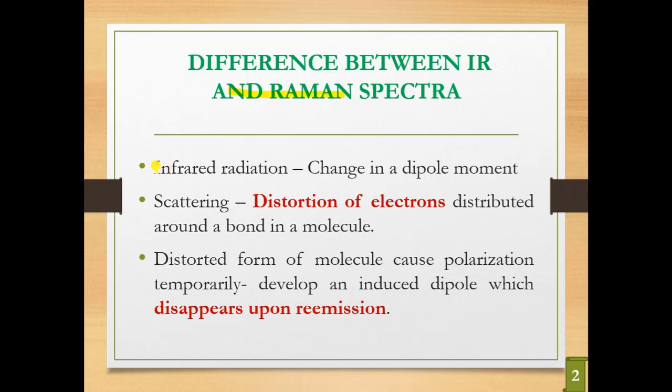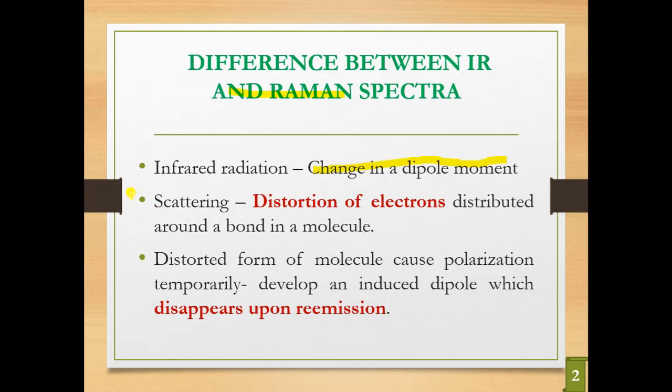Basically, if we want to understand the basic difference between IR and Raman spectra, we should know the basic difference in the mechanism of IR and Raman spectra. So what is IR radiation? IR radiation arises when there is a change in dipole moment, or a change in charge distribution during vibration.